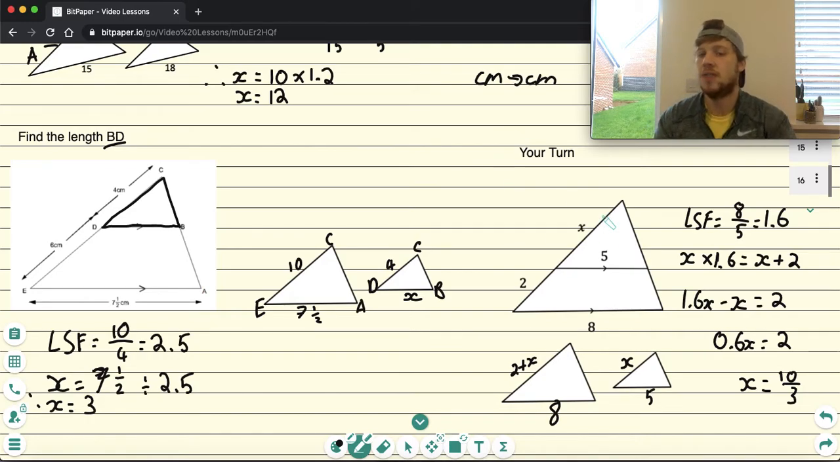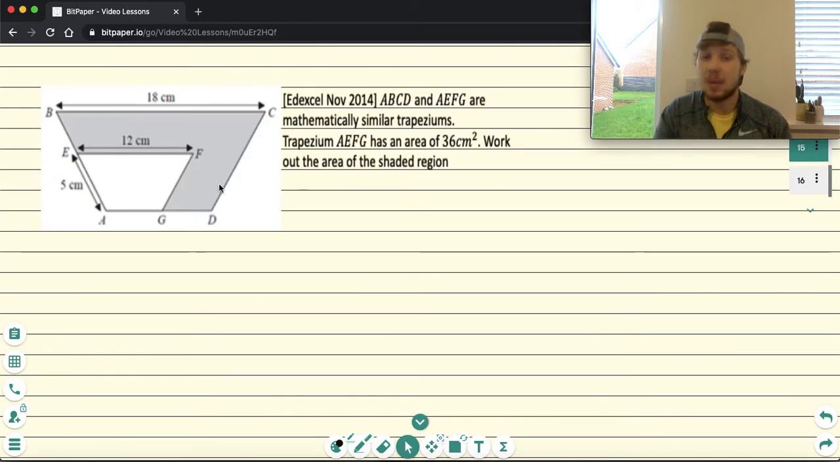That's about as hard as they come for linear scale factor, but what we're going to move on to is looking at how we can use a linear relationship to tell me more about different relationships of triangles or any shape. So, here we can see I've got two shapes and it says they are trapeziums and they are mathematically similar. So that means they are the same shape, however their proportions are different. And I'm told the area of one of the shapes is 36 centimetres. Work out the area of a shaded region.